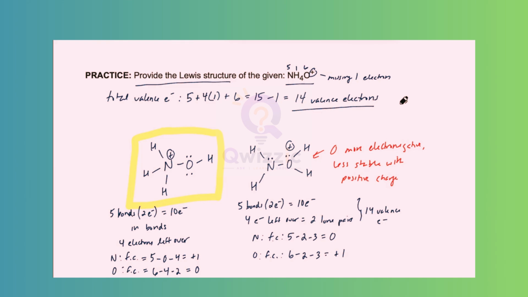So with that in mind, our Lewis structure of our given ion, NH₄O plus, has nitrogen with 3 hydrogens, a positive charge and a bond to an oxygen. That oxygen has 2 lone pairs, and it's bound to a hydrogen. So again, that means that the positive charge is on nitrogen. In this case, a more stable arrangement than the alternative one we drew.